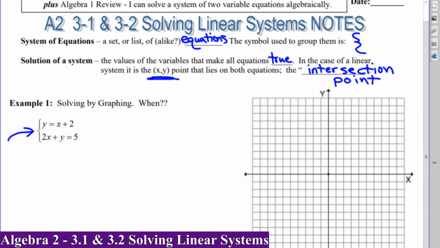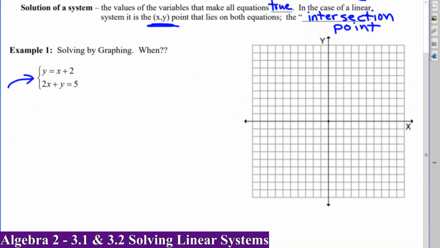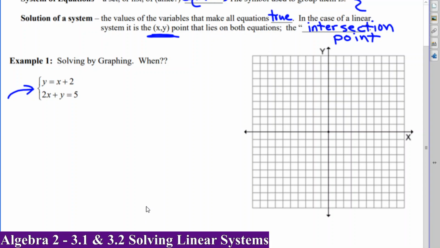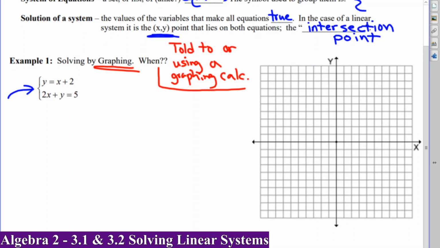Okay, so let's take a look at example 1. We need to understand when we want to solve by graphing. Most of the time, we graph either when we tell you to, or if you're using a graphing calculator to check your work. Most of the time with graphing, there are a lot of simple mistakes that could be made, so you need to be extremely careful. So let's take a look at this example here.